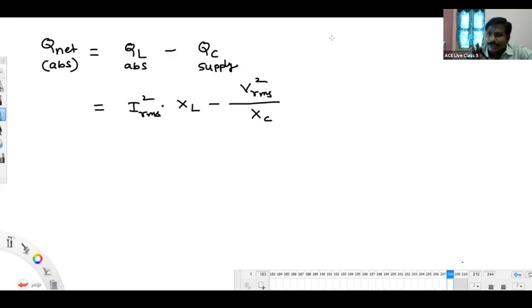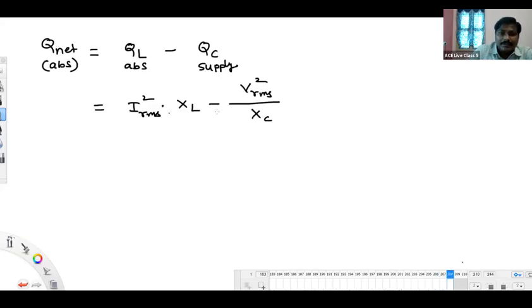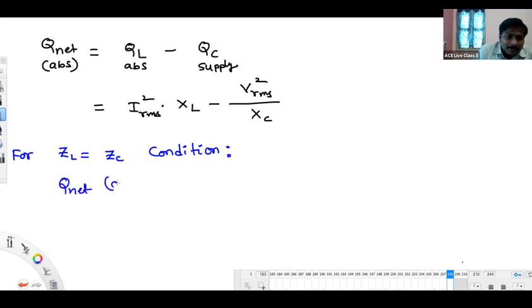But now, for the situation of ZL equals ZC, where the load impedance equals the surge impedance, we get a condition where the transmission line is neither sink nor source of Q. So this value will become 0. For the ZL equals ZC condition, net reactive power absorption is equal to 0.